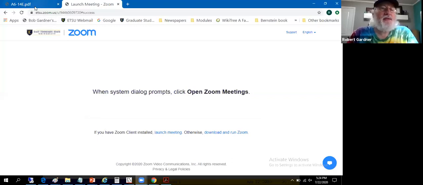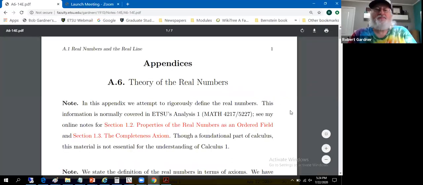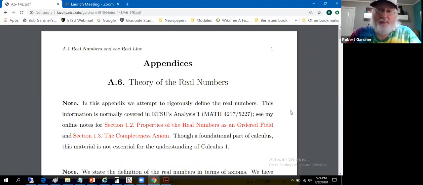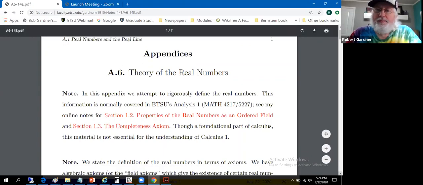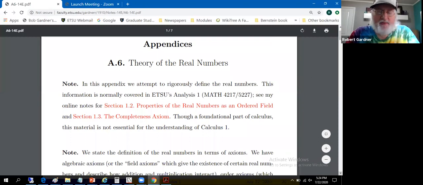All right, let's look at an appendix. Let's look at Appendix A.6 and talk about what the real numbers really are, within reason for a class at this level. When we're dealing with limits, first topic of Calculus 1, knowing what the real numbers really are is a big deal.